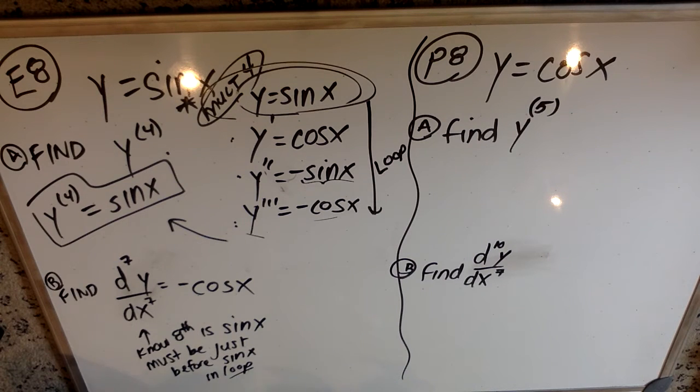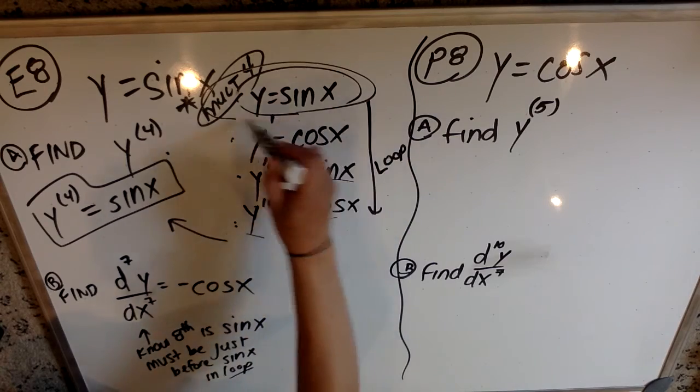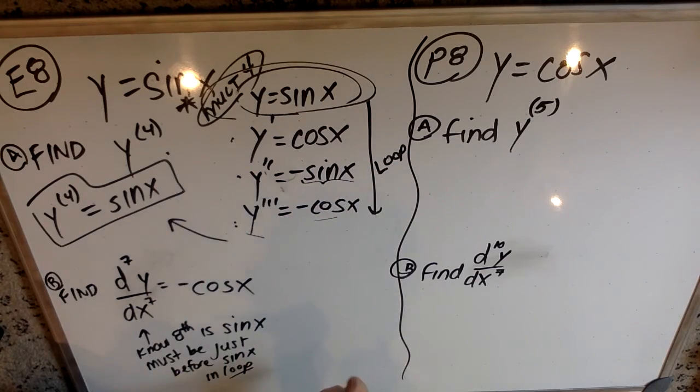But if I asked you for something like the 29th derivative of a sine function, it's easier to realize that 29 is one more than a multiple of 4. So this is the 28th derivative, so 29 must be a cosine of x.